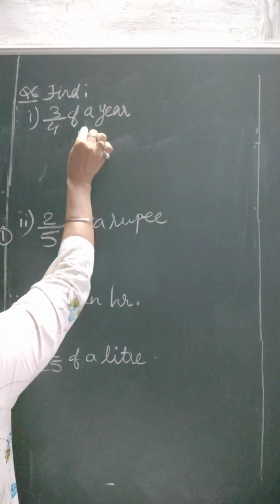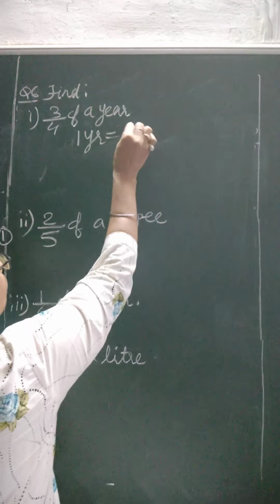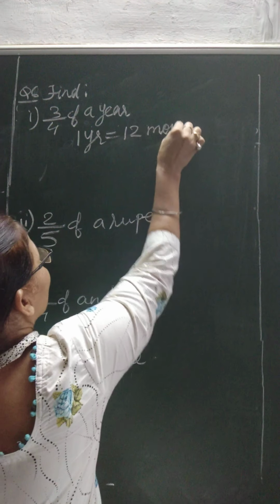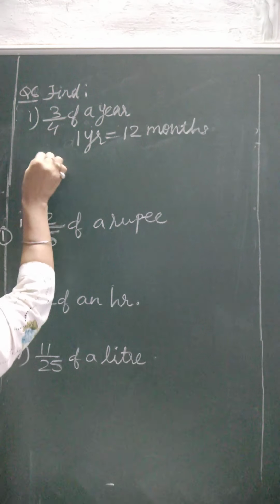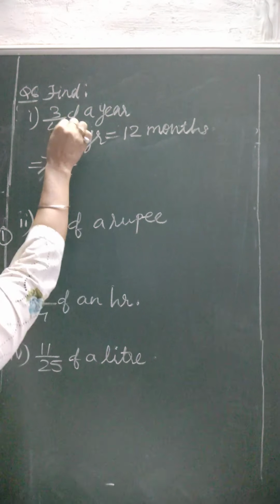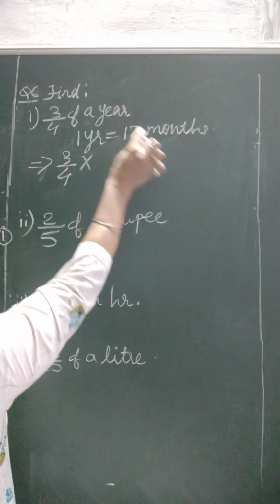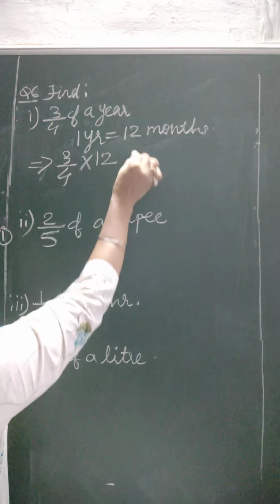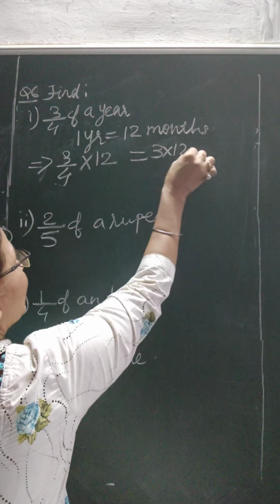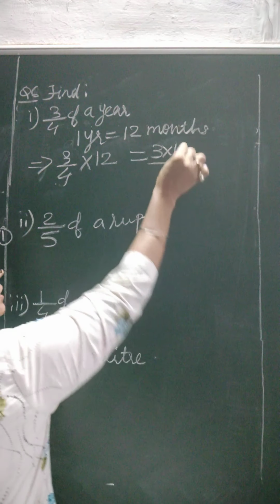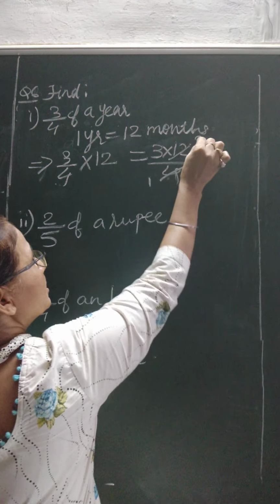A year means 1 year. 1 year is equal to 12 months. So it becomes what? 3 by 4 of a year, where of means multiplication. A year means how many months? 12 months. Now you simplify. You know 3 into 12 by 4. This you can cancel. 4 ones are 4, 4 threes are 12.